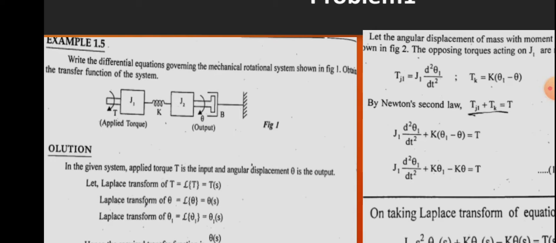A mechanical system is shown in figure 1, and you can notice that in that system the mass elements are J1 and J2, that is, the moments of inertia of the masses. In between those masses there is a spring with spring constant K, and there is a dashpot B attached to J2. The applied torque is marked as capital T, and the angular displacement of mass element J2 is theta.